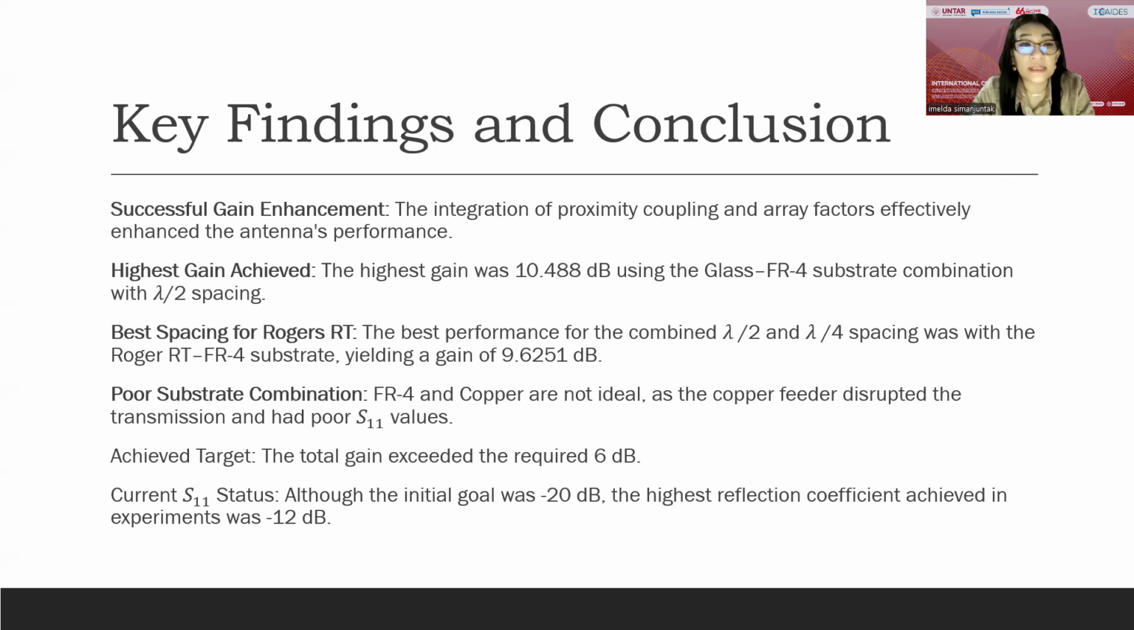For the Rogers, the best performance was the combined lambda divided by 2 and lambda divided by 4 spacing with the Rogers and FR4 substrate, yielding a gain of 9.6251 decibel. The first combination, FR4 and copper, is not ideal, as the copper feeder disrupts the transmission and had poor return loss values.